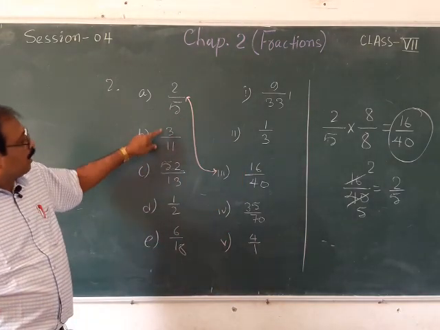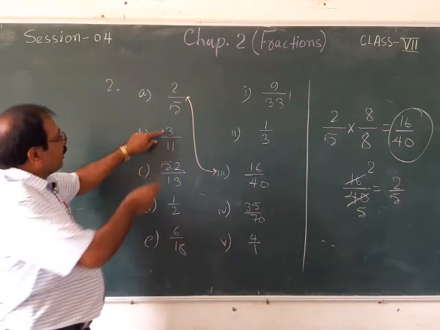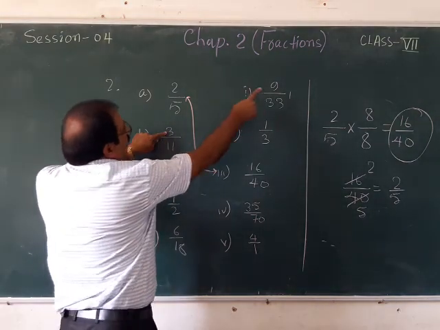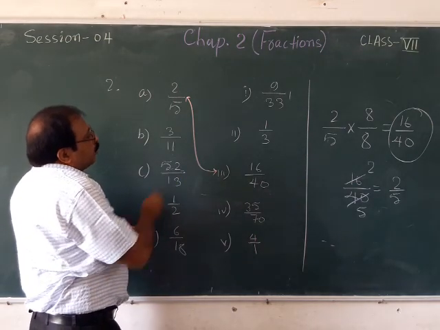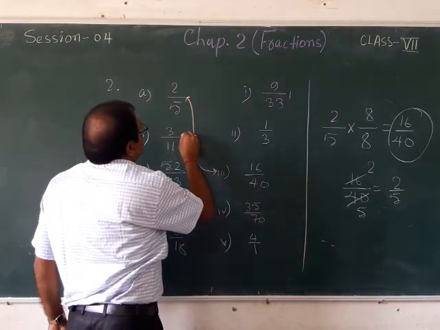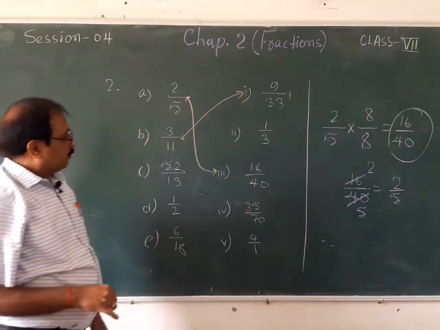Now here 3 upon 11, just you see 3. Once again I am telling, 3 can be multiplied by 3 to give you 9, and 11 can be multiplied by 3 to give 33. That means this B number is matched with the first number.